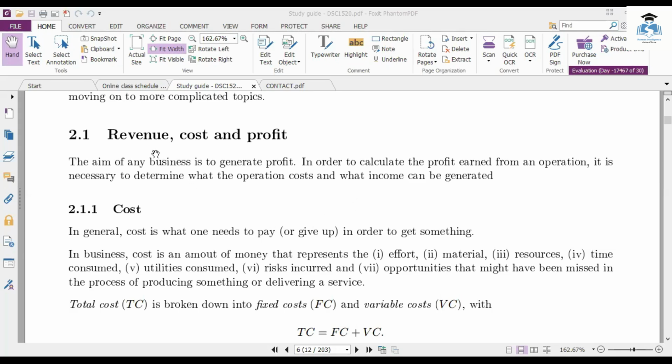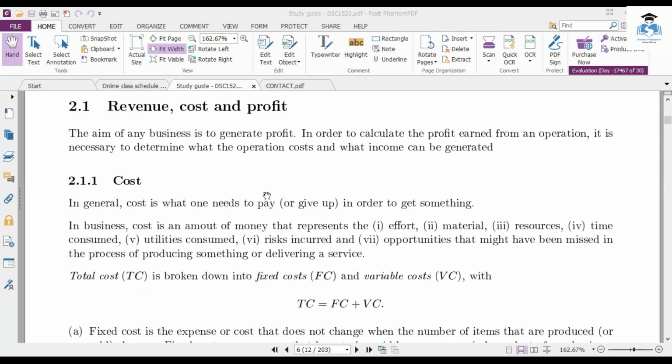We have what is known as revenue, cost, and profit. So this is where we are starting. And I believe this is also part of your assignment number 1. There are a lot of things that are involved. We have got what is known as cost. So you need to know when they are saying cost, what does it mean?